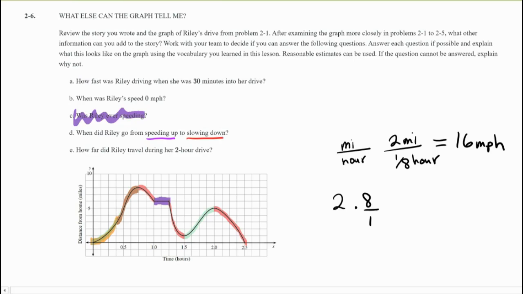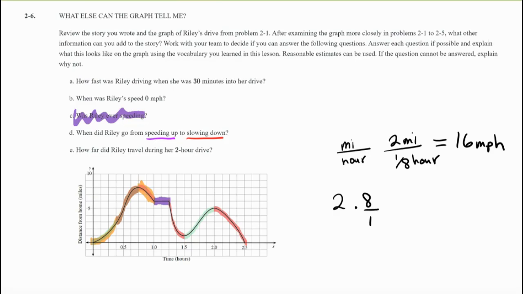How far did Riley travel during her 2-hour drive? Oh, wait, hold on. I got to go back to D really quick, because changing from concavity here is actually different. In the brown here that I just did, that's slowing down, even though at this next part, it's still concave down, this orange that I'm highlighting right now is actually speeding up, because they're speeding up going towards home. So it's not necessarily concave up and concave down, but a section of that concave up. And we'll talk about that more in 2-7.